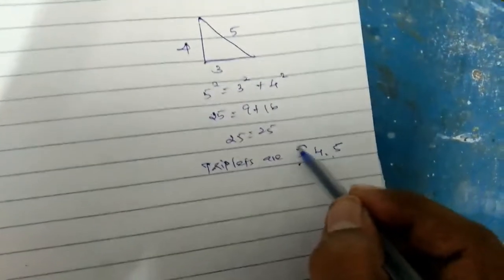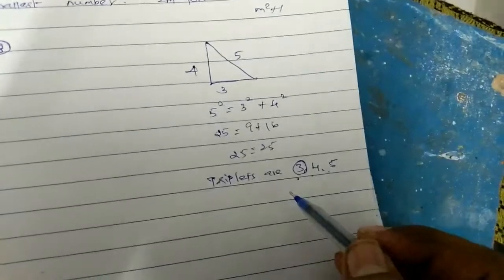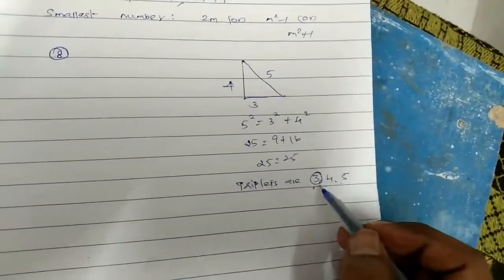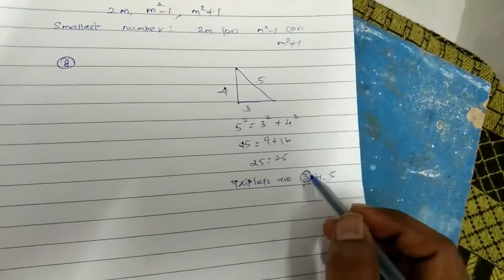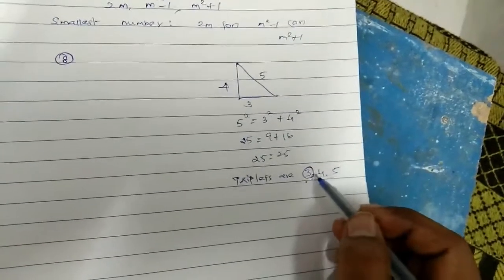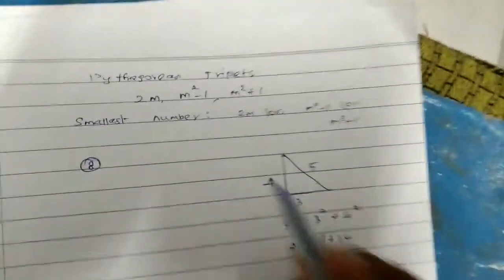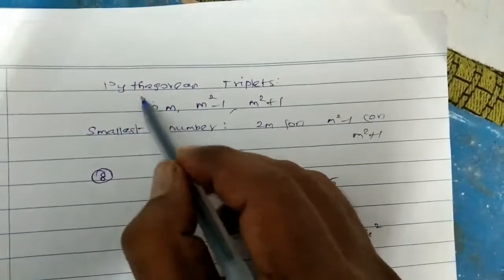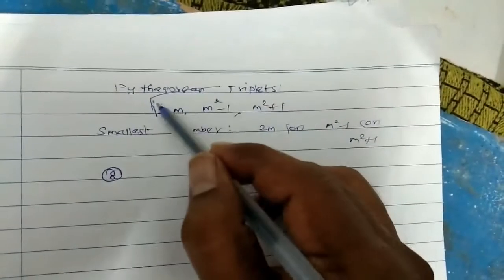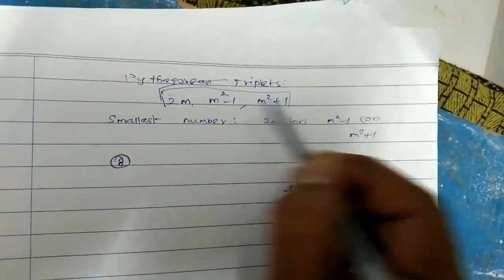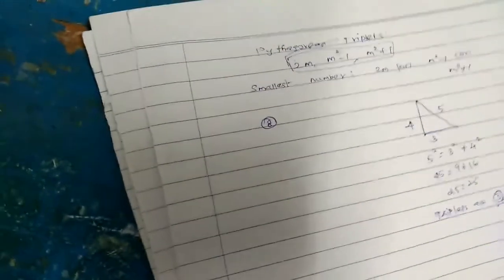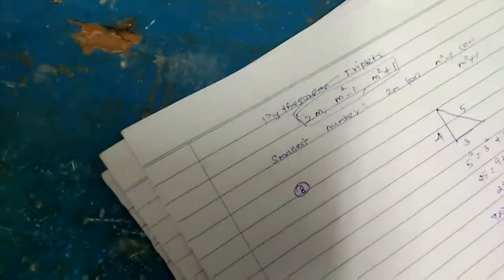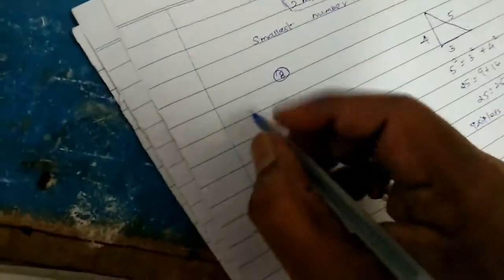Which one is the smallest one? 3. So the smallest one is 3. But here we are not going to write all the answers directly. We are going to use this idea: the Pythagorean triplets are 2m, m squared minus 1, and m squared plus 1.